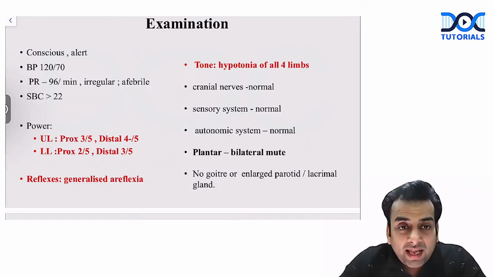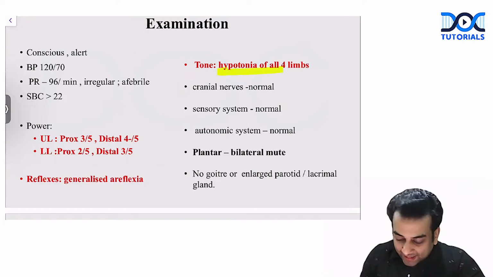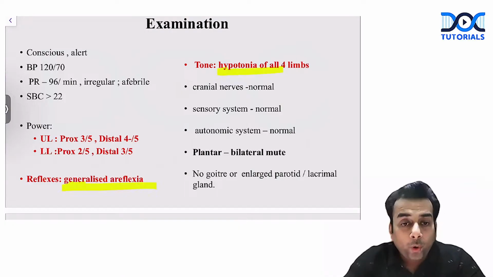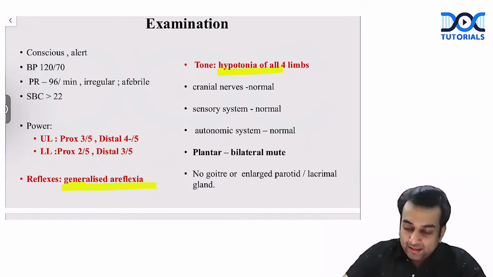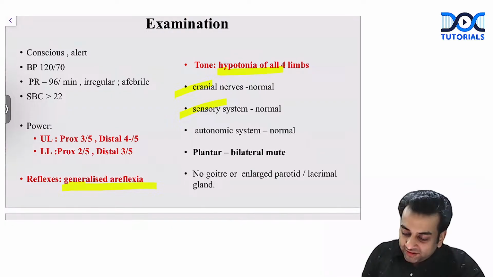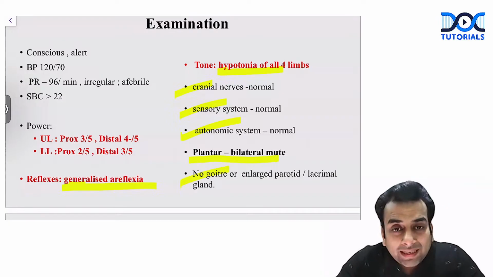There is generalized areflexia. So it's an areflexic flaccid paralysis. There is hypotonia also. So it's an areflexic hypotonic paralysis of the lower limbs and the upper limbs, of the proximal muscles more than the distal muscles, where there is no cranial nerve involvement, no sensory involvement, no autonomic involvement, plantar is mute, and there is no enlarged gland as well. So this is the examination.